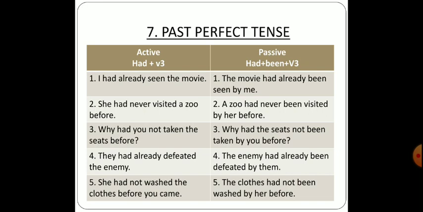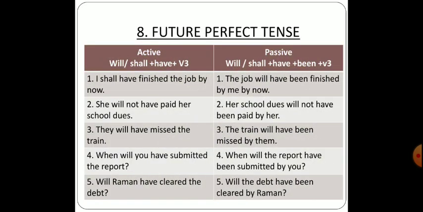So over here for past perfect tense, remember we are supposed to just add been over here, because in active form already had plus verb's third form will be given. As you have seen over here, in the first sentence we have seen, in the second one we have visited, in the third one we have taken, in the fourth one we have defeated, and in the fifth one we have washed. Already all these verbs are in third form, so we are not supposed to make any changes over there while changing into passive. And the last one is future perfect tense.